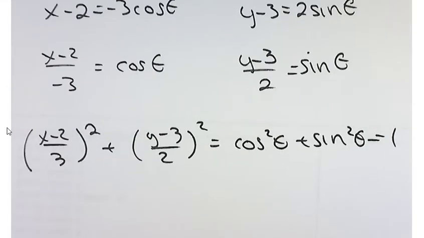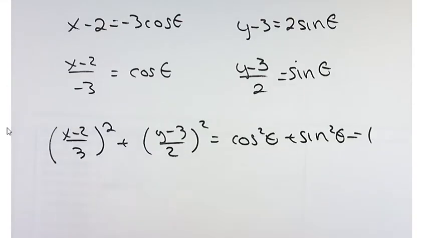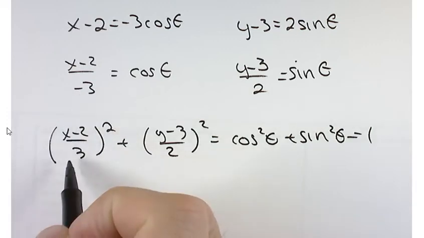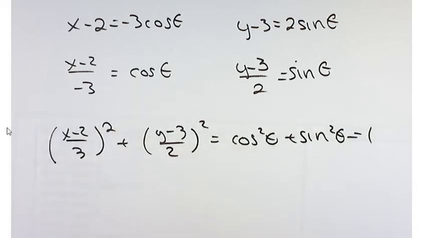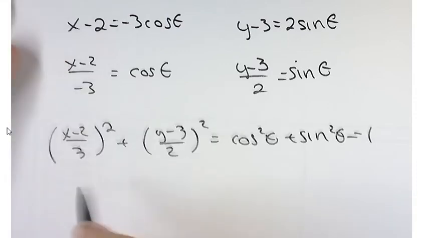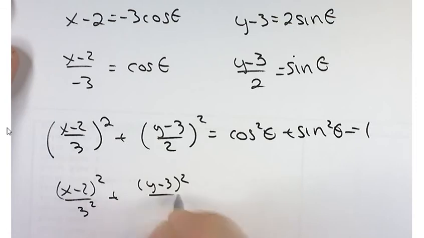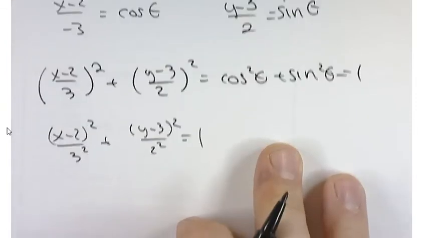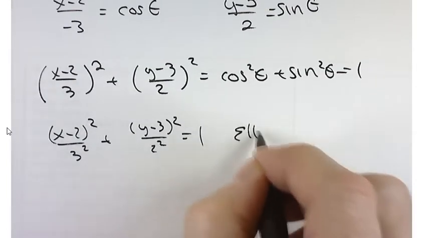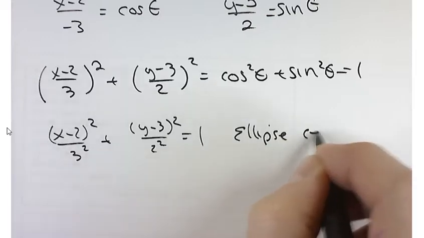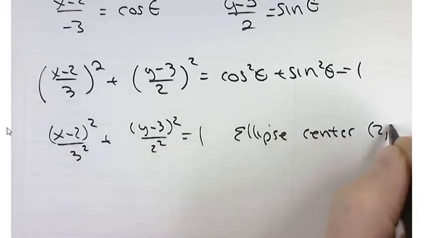Now, I was a little sneaky here. How come I can get rid of the negative here? I didn't like that negative, so I got rid of it. But how come I can do that? Yeah, because you're squaring it. Doesn't matter if you divide by 3 or negative 3. When you square it, that negative is going to disappear. So you get something like this: x minus 2 squared over 3 squared plus y minus 3 squared over 2 squared equals 1. You should recognize that as an ellipse with a center at 2 and 3.